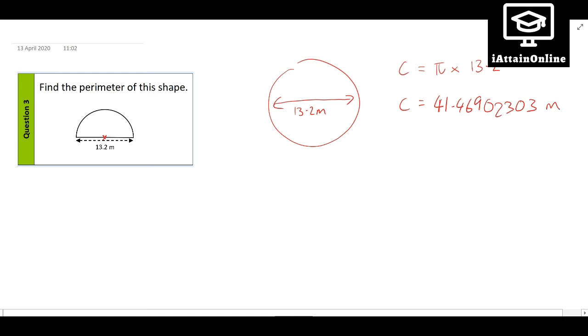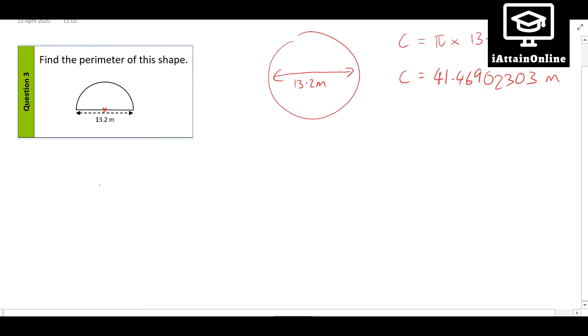So once I've done that, that would give me the distance around the whole circle. However, I didn't want that. I wanted the distance around half of the circle. So now what I'm going to do is divide the number by 2, and that would give me what's called the arc length, this distance around here. So dividing 41.46 and so on by 2, that gives me 20.73451151 meters. So what I've got there is this measurement here.